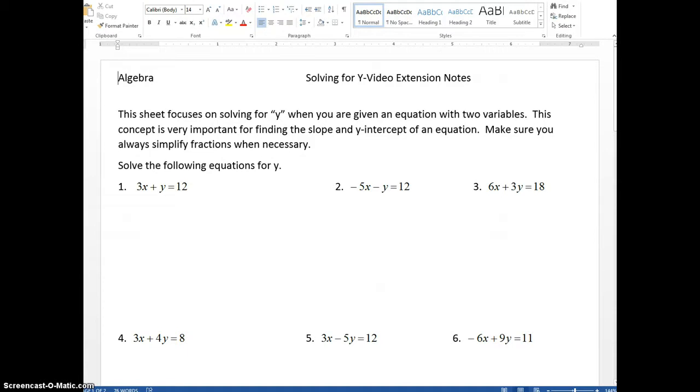Today we are going to talk about a very important concept that is used a lot, not only in this chapter, but the next chapter also. We've done it a little bit, but to make things go a little better, I thought we would review it. And that is solving for y.